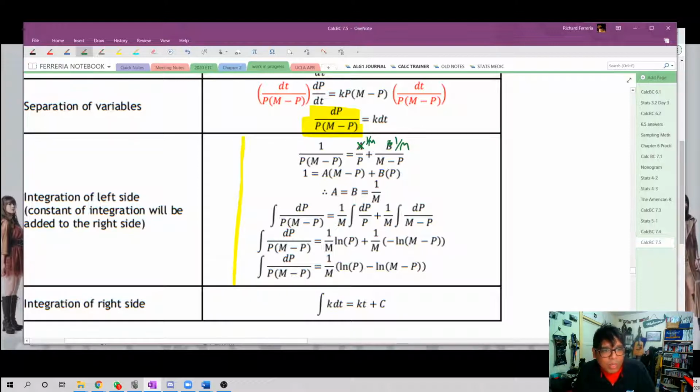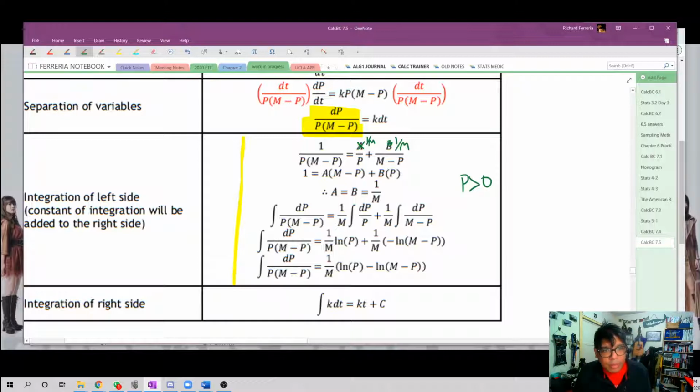Now we're in terms of p, so when we take the antiderivative of dp over p, it is natural log of p. We don't need the absolute value because p is a population and populations are always positive. So p is always greater than 0.